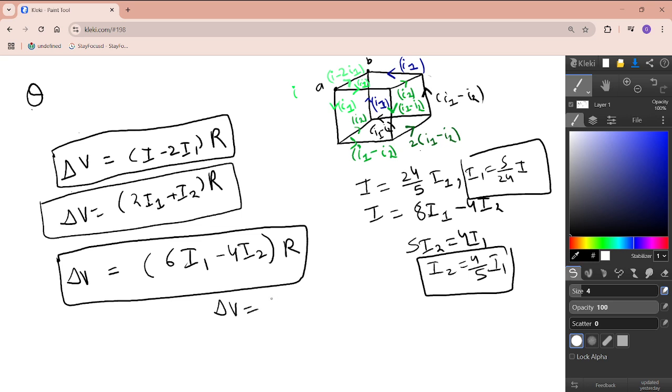So delta V is 7 by 12 IR. So we got the potential difference between A and B as 7 by 12 IR. If we divide this potential difference by the current which we force through the circuit, so we divide it by I, we get the equivalent resistance. So 7 by 12 R is the equivalent resistance. Okay, so that was it.